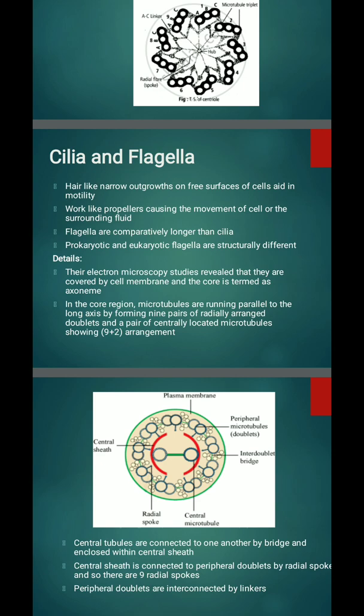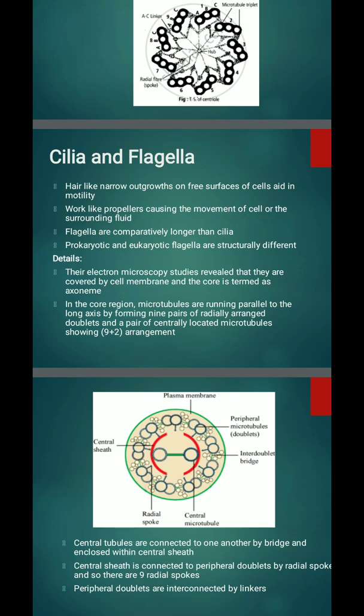In other words, you will be able to notice the flagella. Flagella are comparatively longer than cilia, and they are mainly involved in motility. Cilia work as propellers for the movement of material, of the cell, or of the surrounding fluid, whereas flagella are mainly involved in locomotion. Now, flagella of prokaryotic cells and eukaryotic cells are structurally very different. Eukaryotic cells obviously have a comparatively complex flagellar structure.